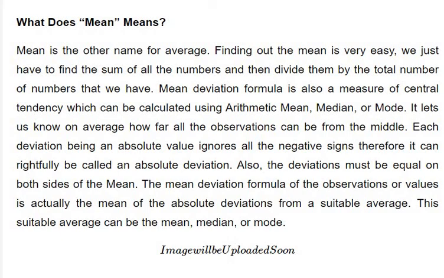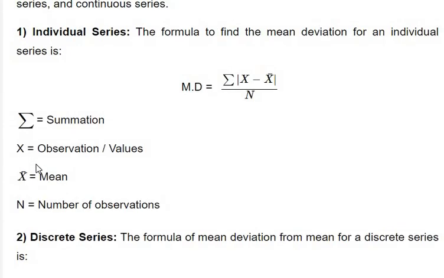So mean deviation is expressed with the formula. Mean deviation is represented by MD, that's equal to sigma modulus x minus x bar the whole by n. Again I repeat, when we want to find the mean deviation, it is calculated using the formula MD is equal to sigma x minus x bar the whole by n.